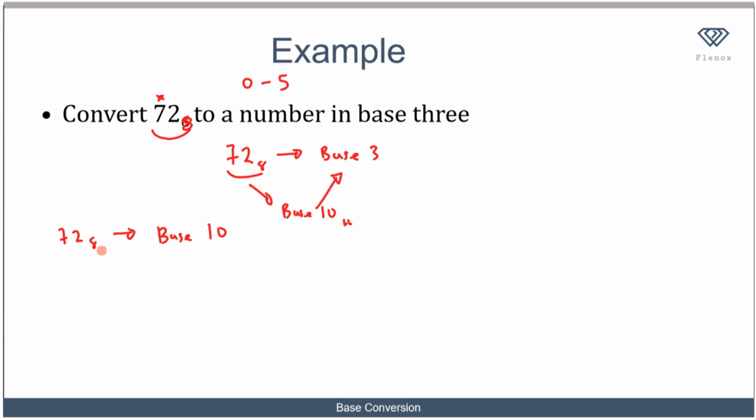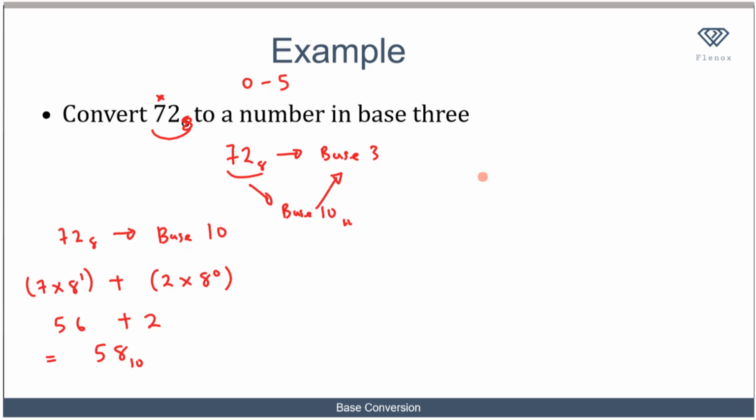We just multiply by the base, raised to increasing powers. So we have 2 times 8 raised to the power of 0, then plus 7 times 8 to the power of 1. 7 times 8 gives you 56. Then 2 times, since 8 to the power of 0 gives me 1, 2 times 1 is 2. So this is equal to 58 in base 10. So 72 in base 8 is 58 in base 10.